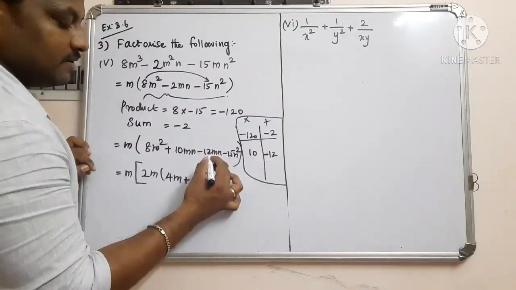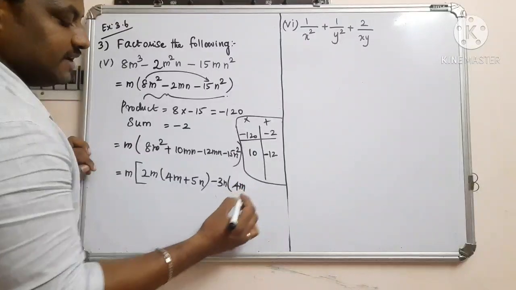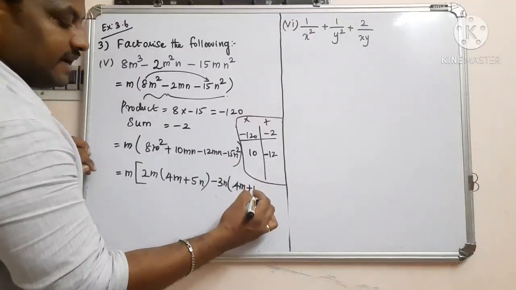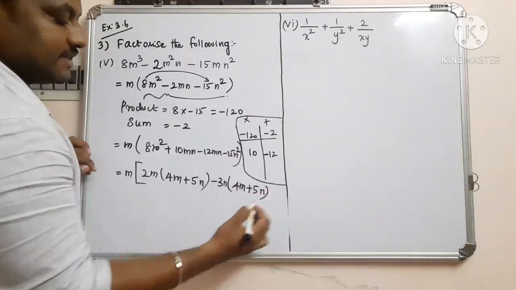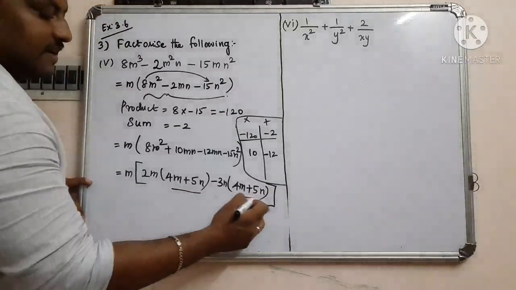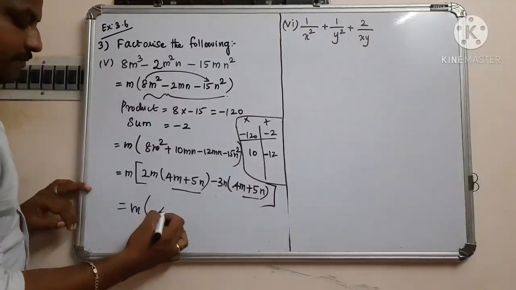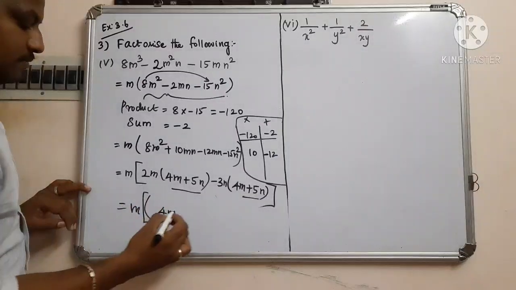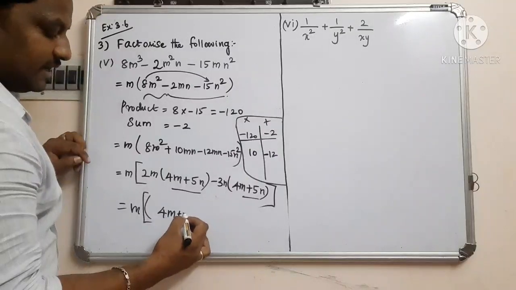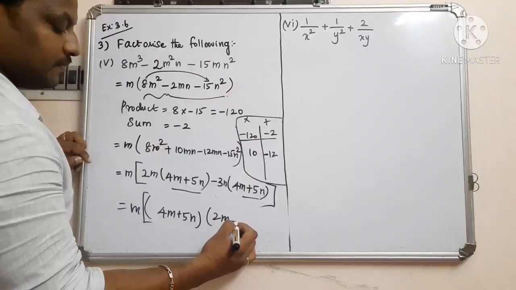So remaining, 4n is taken as common, so the remaining part is m; minus is also taken as common, so plus 5, remaining 1n is there. Now 4m plus 5n is the common term: m into 4m plus 5n into 2m minus 3n.